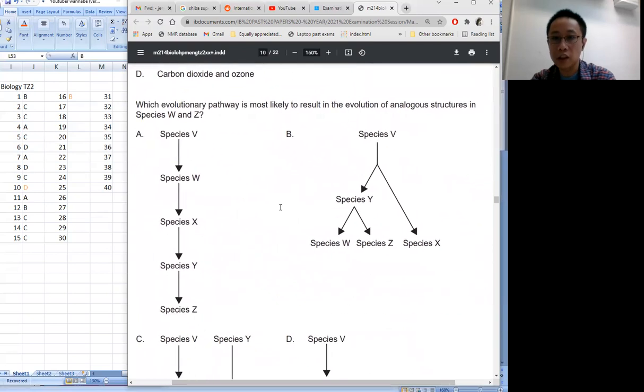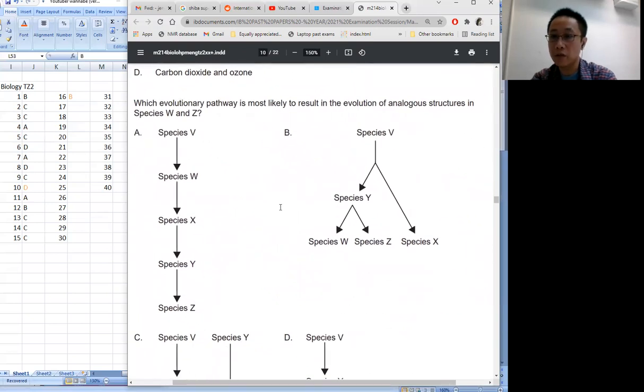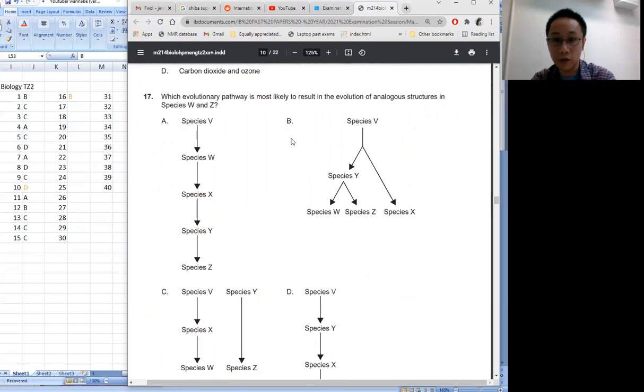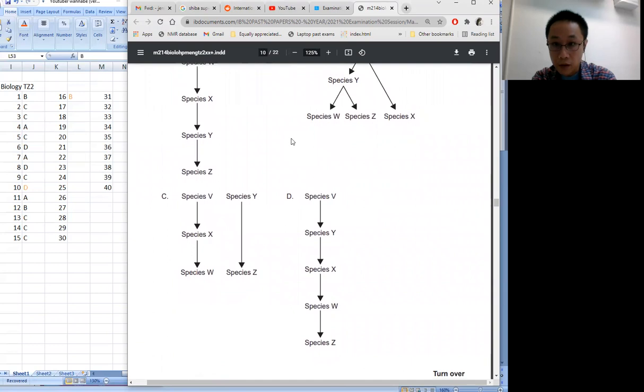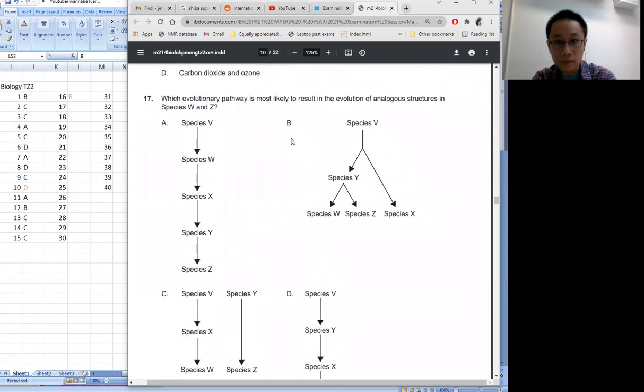17, which evolutionary pathway is most likely to result in the evolution of analogous structures in species W and Z? So they have different ancestral origins, but then because of similar living conditions, they develop structures that have similar functions. That's weird. I think C looks the most reasonable because they don't belong to the same lineage.